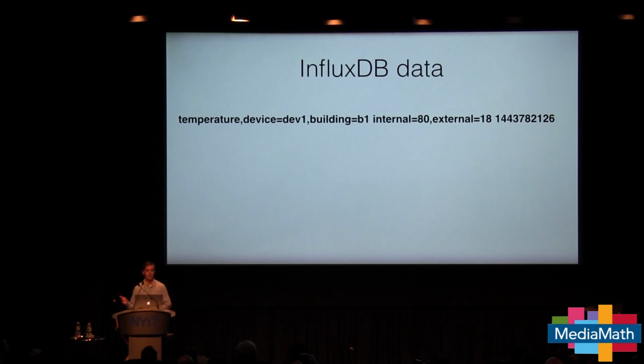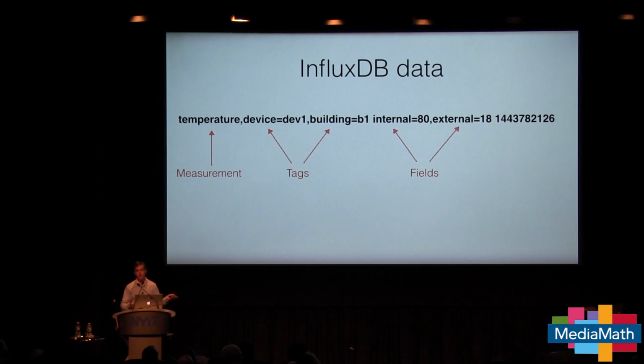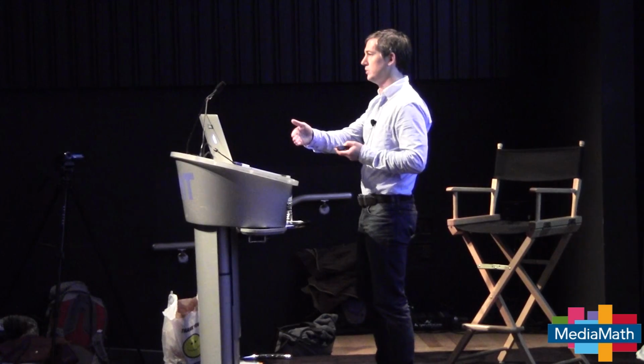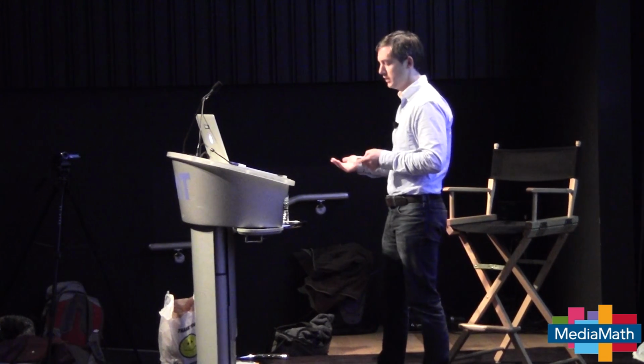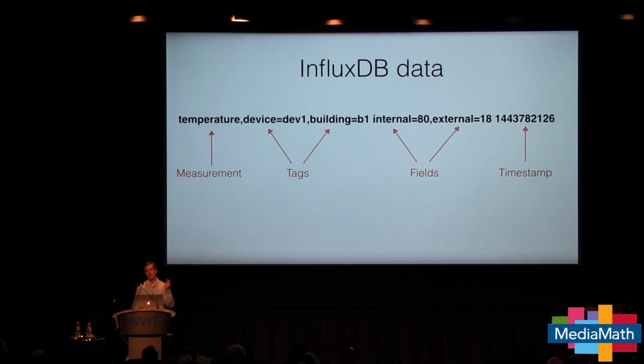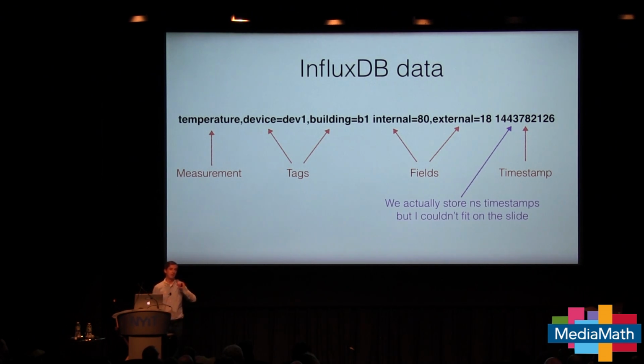So this is what data looks like in InfluxDB. We have a measurement, which is just a name. We have a set of tags, which are key value pairs that are strings. We have a set of fields, where we have a field name and then a value, and the value can be a float64, an int64, a boolean, or a string. And then finally we have a timestamp, that's just an epoch. Now the truth is, in InfluxDB we can represent timestamps at the nanosecond scale. I just didn't put that in here because it wouldn't fit on the slide.